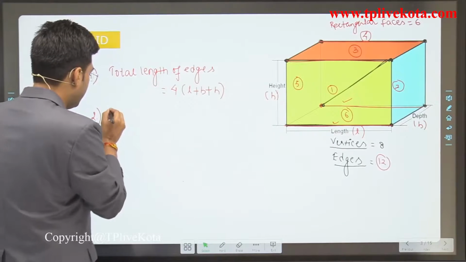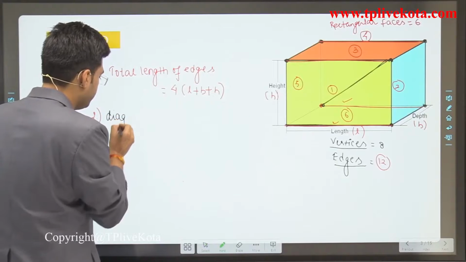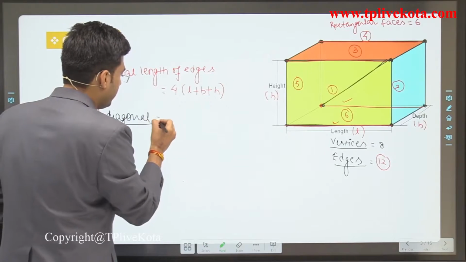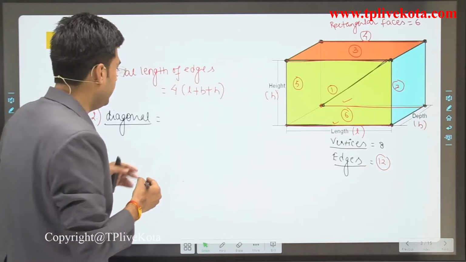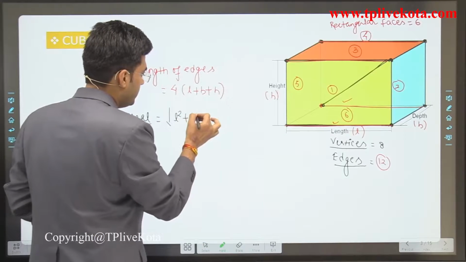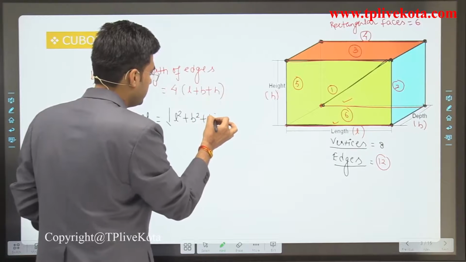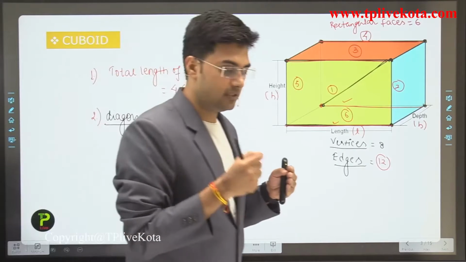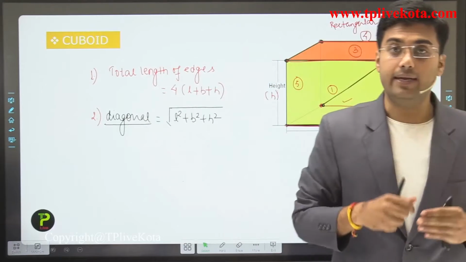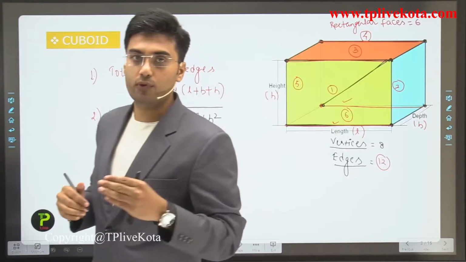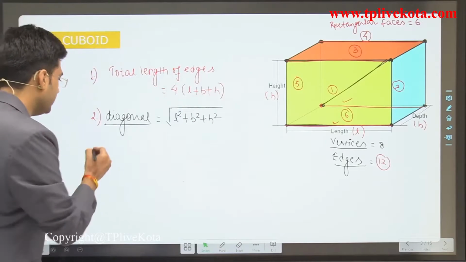So what is the length of the diagonal of a cuboid? It is under root L square plus B square plus H square. Under root length square plus breadth square plus height square. Clear? So this is the formula of the diagonal of a cuboid.